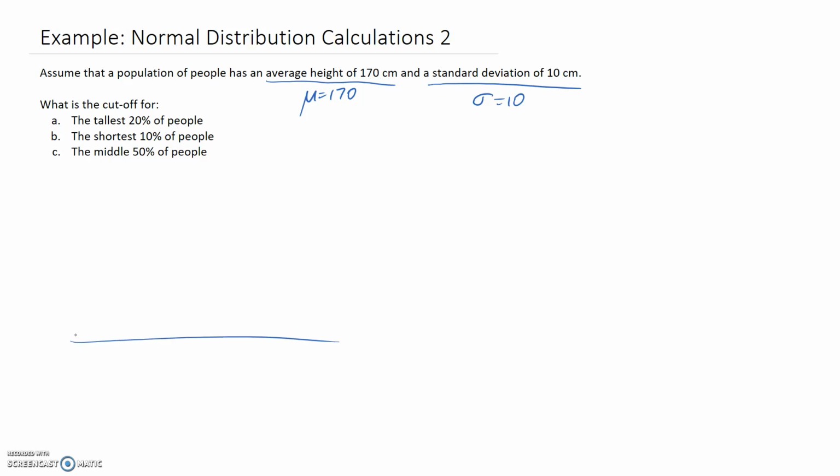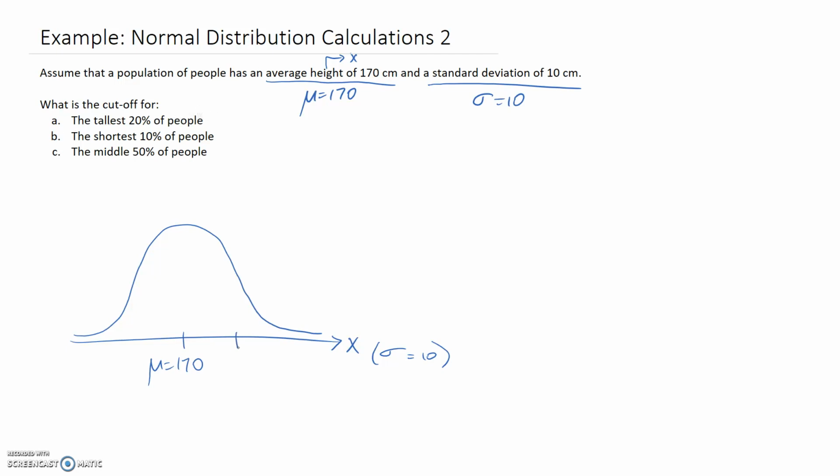So let's draw ourselves a diagram for that. So x is going to be the heights of all our different people. And we know that the average is happening at 170. Let me just put in brackets here that standard deviation is equal to 10. So we're interested in the tallest 20% of people.